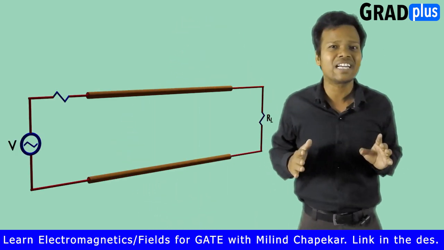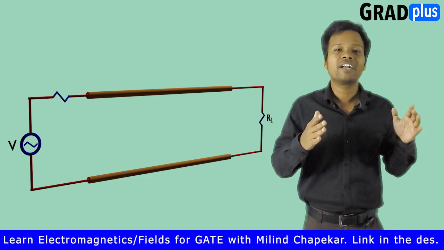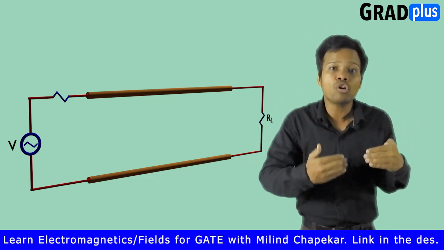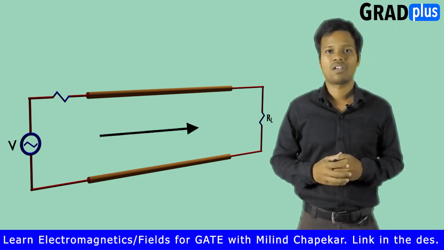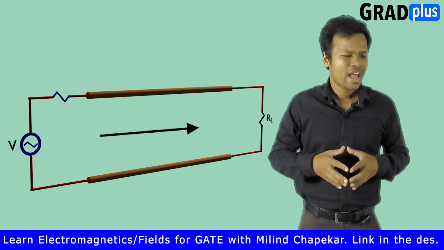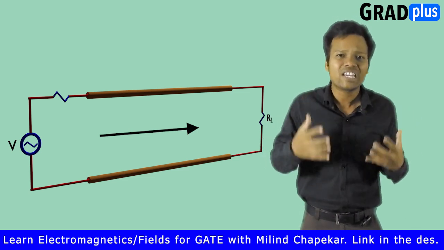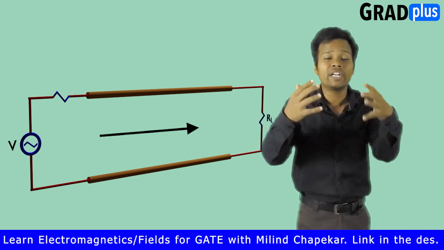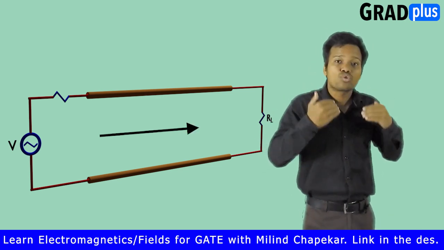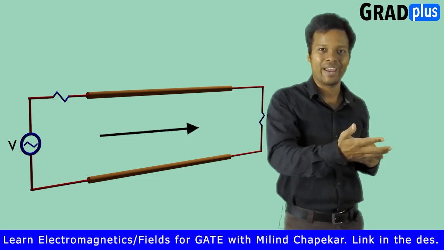Typically, a transmission line arrangement consists of two parallel conducting wires separated by a certain dielectric, extended from source to the load. At the source end, we apply a high frequency voltage source, and because of that, electromagnetic energy in the form of voltage and current waves travels from the source end to the load end.